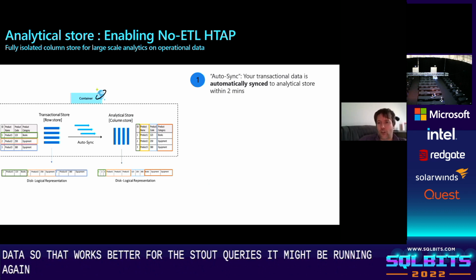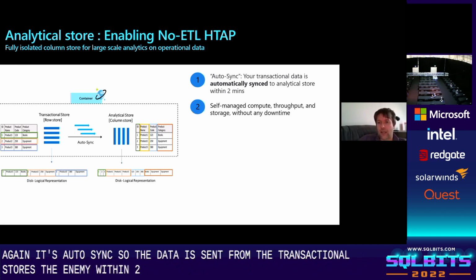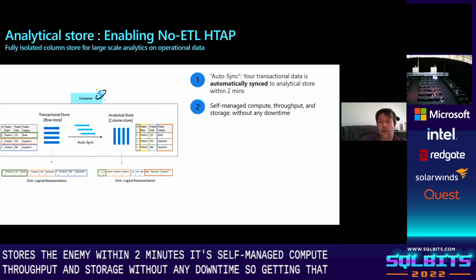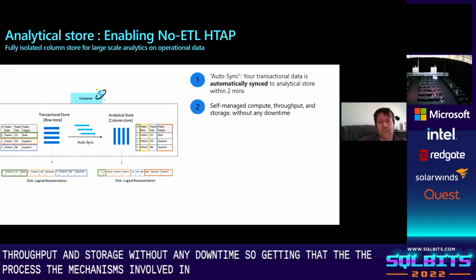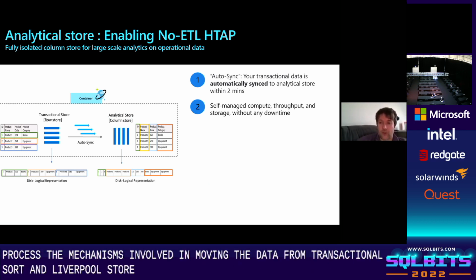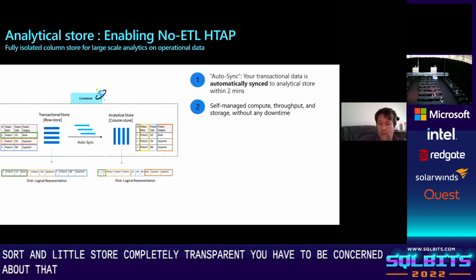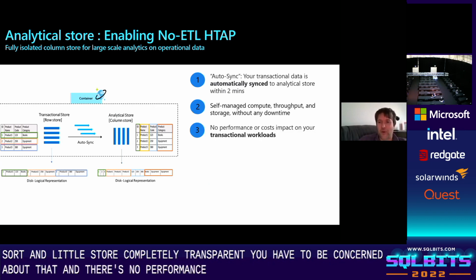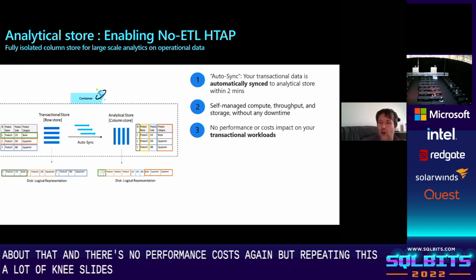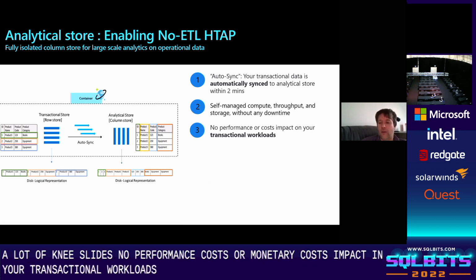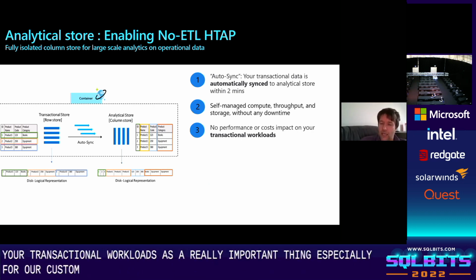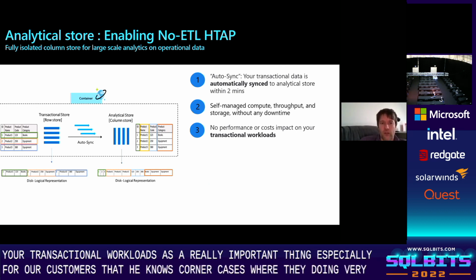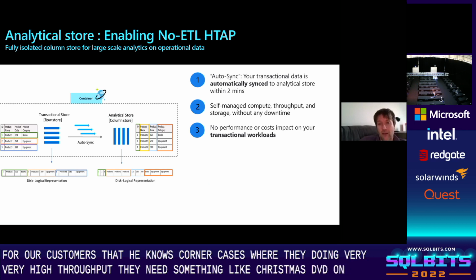Again, it's auto synced, so the data is synced from the transactional store to the analytical store within 2 minutes. It's self-managed compute, throughput, and storage without any downtime. So again, the mechanisms involved in moving the data from transactional store to analytical store are completely transparent. You don't have to be concerned about that. And there's no performance cost. Again, we're repeating this a lot in these slides: no performance or monetary costs impacting your transactional workloads. That's a really important thing, especially for our customers that are hitting those corner cases where they're doing very, very high throughput. They need something like Cosmos DB for the operational side, but they also need non-trivial analytics as well.